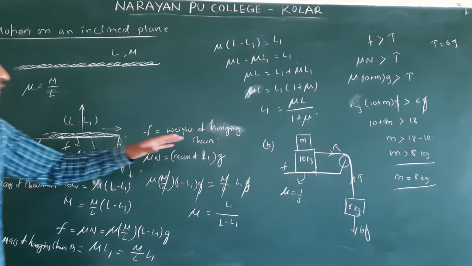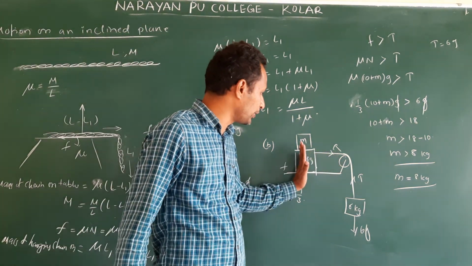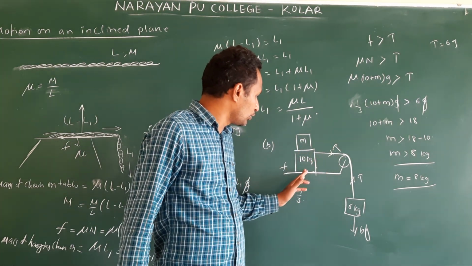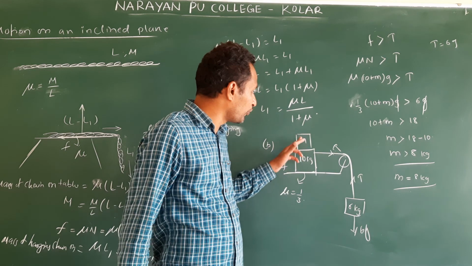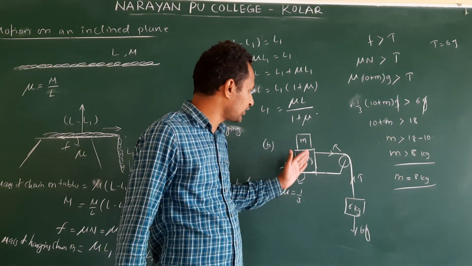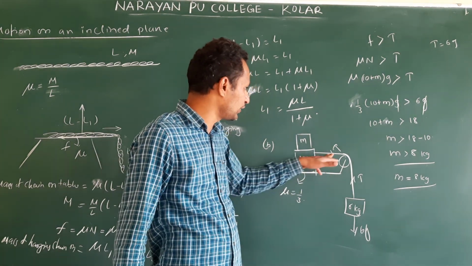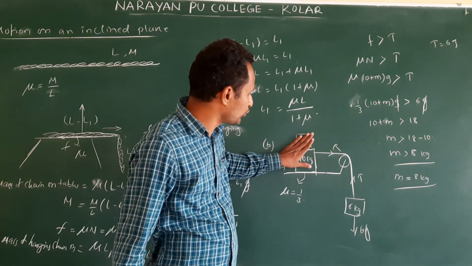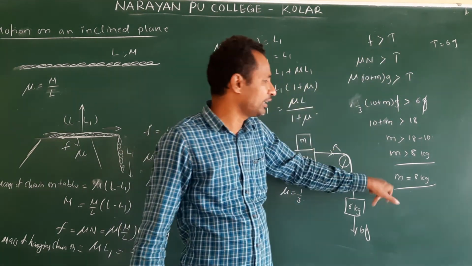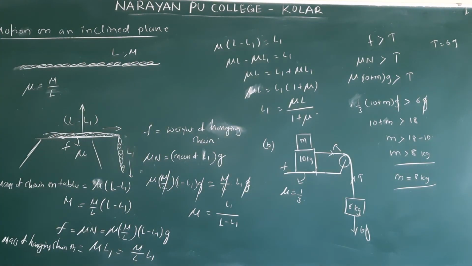So what is here? Friction balances with the tension. If tension dominates, what happens? It slides down. They are asking for the minimum value. By placing the mass here, friction dominates, so the system will not move. Understand? Friction balances with T. If friction dominates, these two bodies will not move. That is the condition we took, and we found the M value. Okay, remaining.